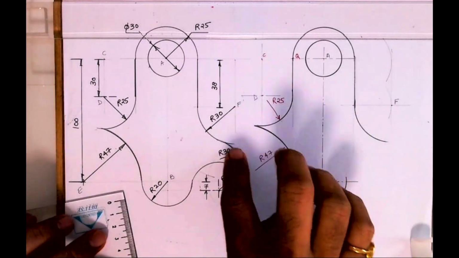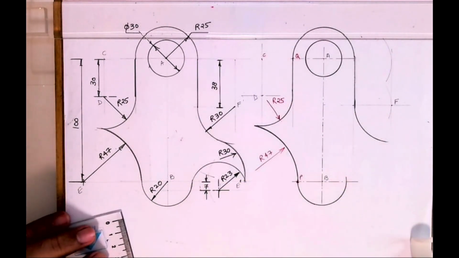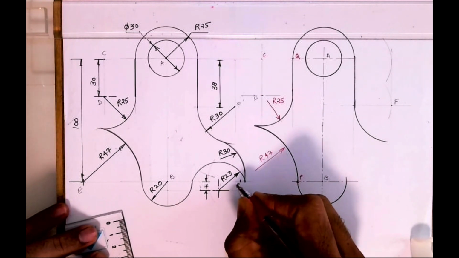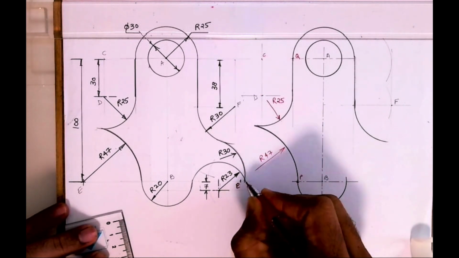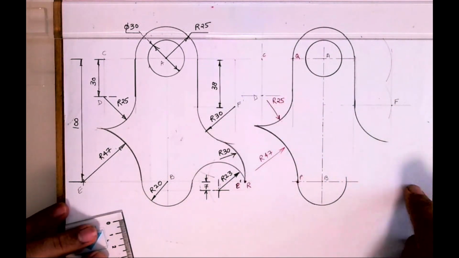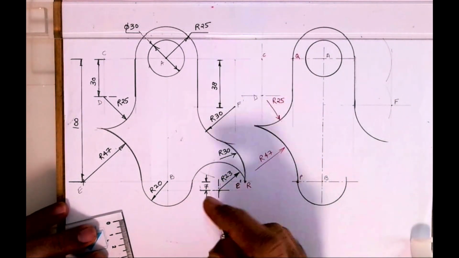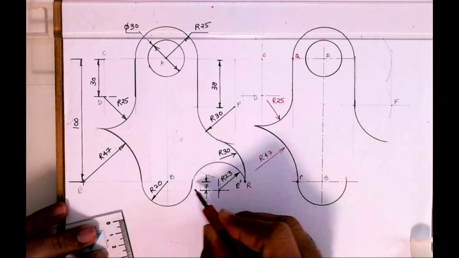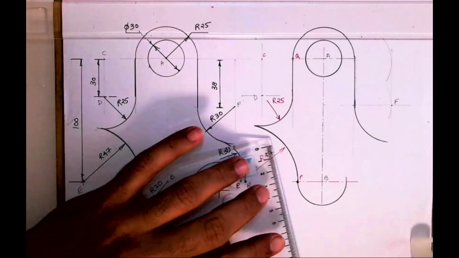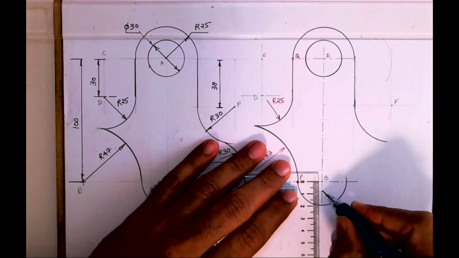Now we need to draw radius 30. So before that we need to locate this point. Wait, this is point E only, this point. So that is R. Now how much is R away from here? 23. So we need to find out this 7 down and this 23 radius. So this 23 radius is external to 20.